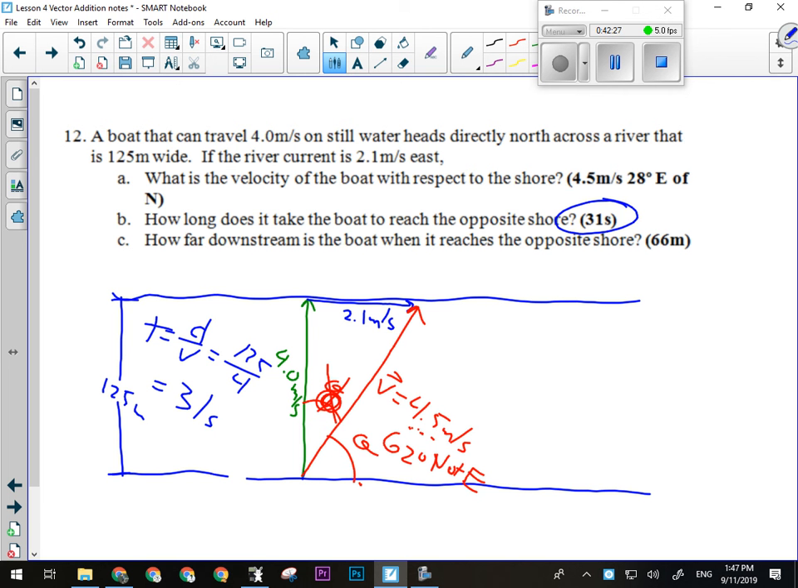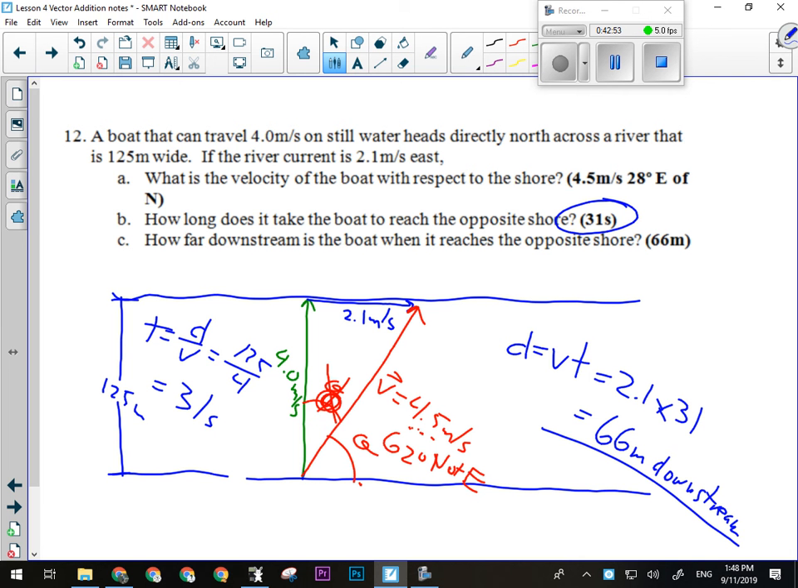Okay. The whole 31 seconds, I'm also moving downstream at 2.1 meters per second. So for part C, the distance downstream or displacement downstream will be V times T, 2.1 times 31, okay, which is going to give me 66 meters downstream.